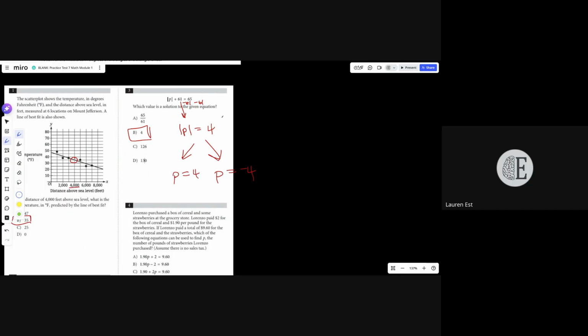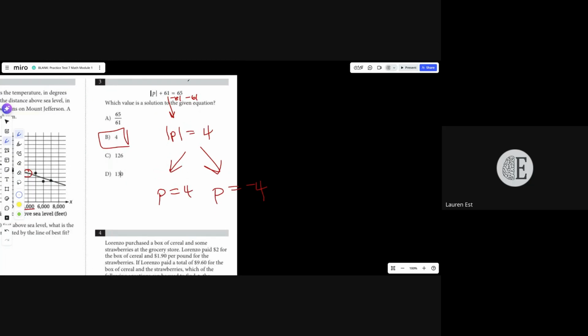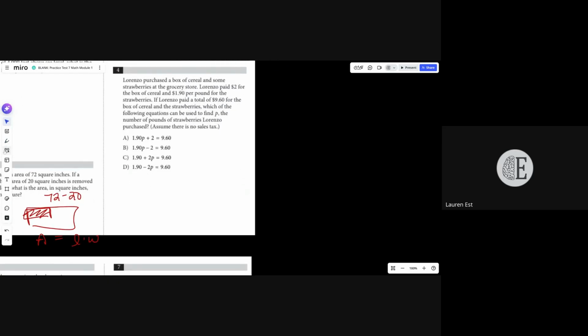For 3, which value is the solution? I love absolute value. We would do absolute value of P is equal to, we subtract 61 from both sides, and we get 4. Just for a note, for solving absolute value expressions, you get P is equal to 4 and P is equal to -4. You must isolate the absolute value first, and if and only if the absolute value is equal to a positive number can you proceed. If not, it is no solution. I've seen a question like that on the SAT before.